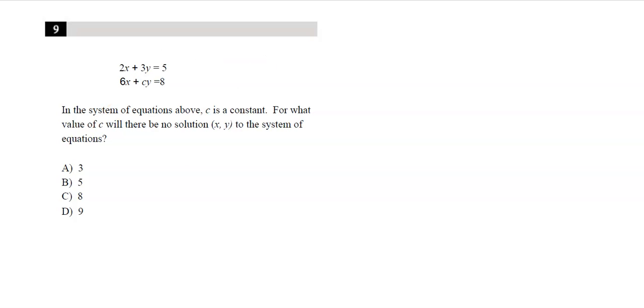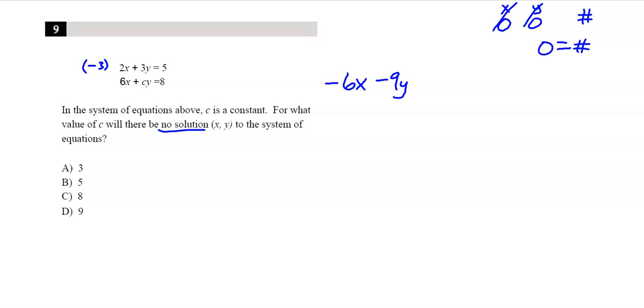All right, number 9. In the system of equations above, C is a number. For what value of C will there be no solution? So remember, I want my x's and I want my y's, I want everything to cancel, but I do want a different number. I need to get 0 equals a number. So let's try to first eliminate the x's. So I'm going to multiply by -3. I get a -6x minus 9y equals -15. On the bottom, I got a positive 6x, positive cy, and a positive 8.